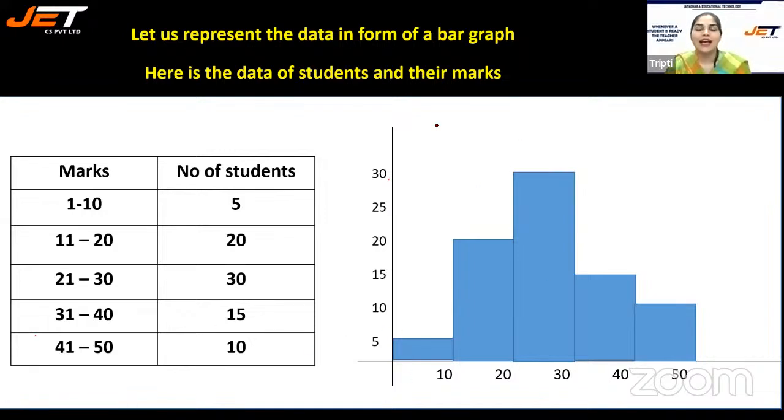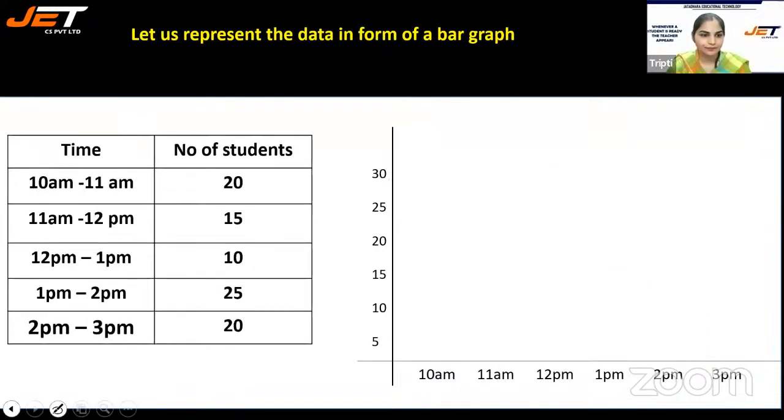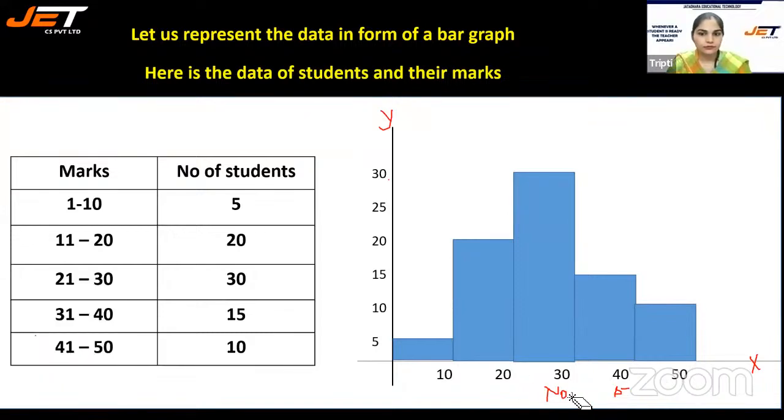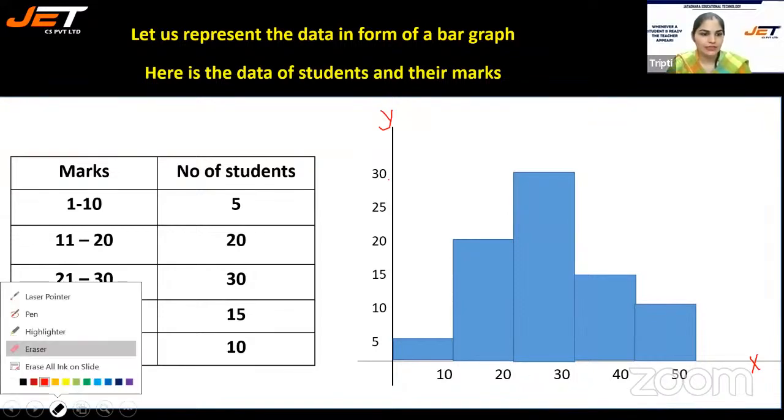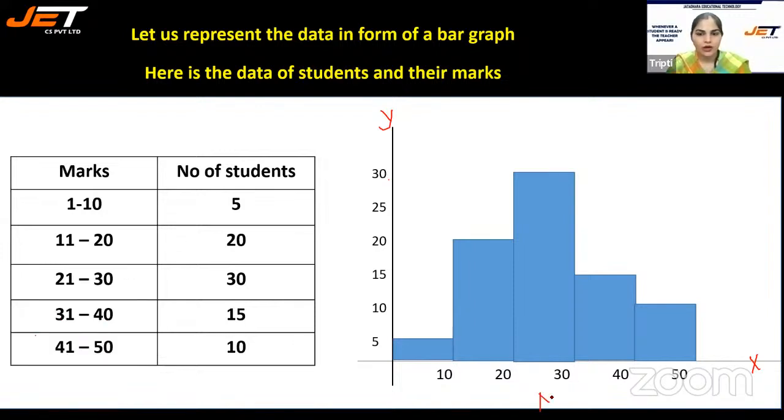So this is a kind of histogram that you will get with this data. Again, writing x-axis here, y-axis here. Sorry, here it will be marks. I'll write down the marks obtained by them on x-axis. And here it will be number of students. Right?